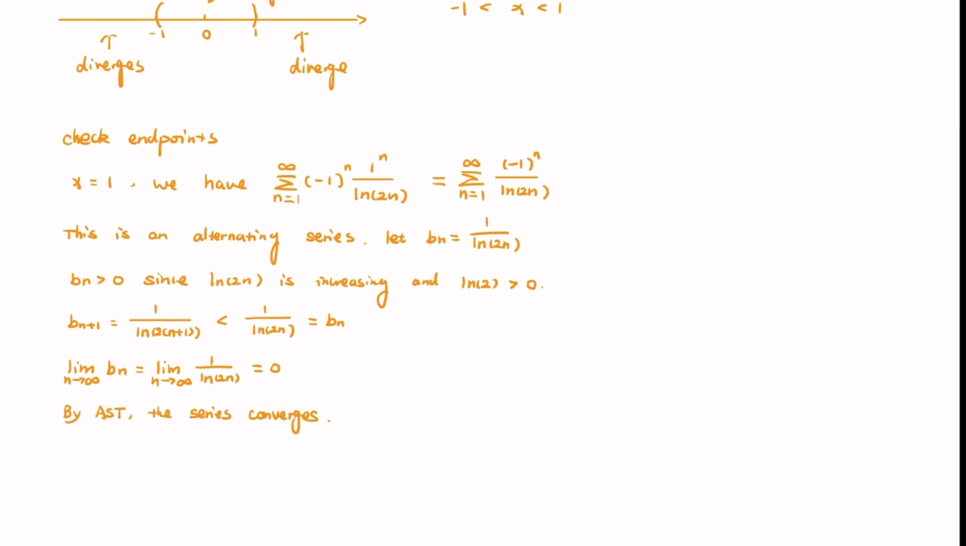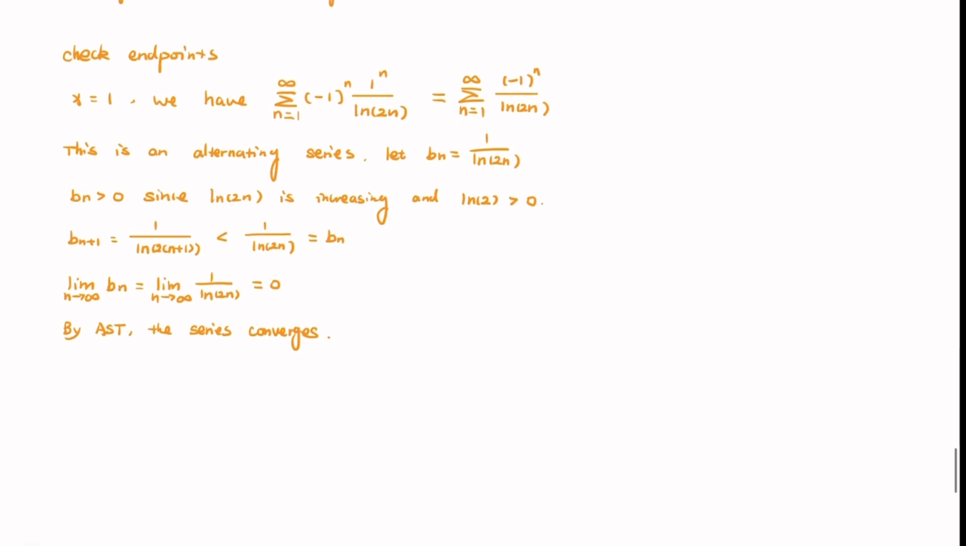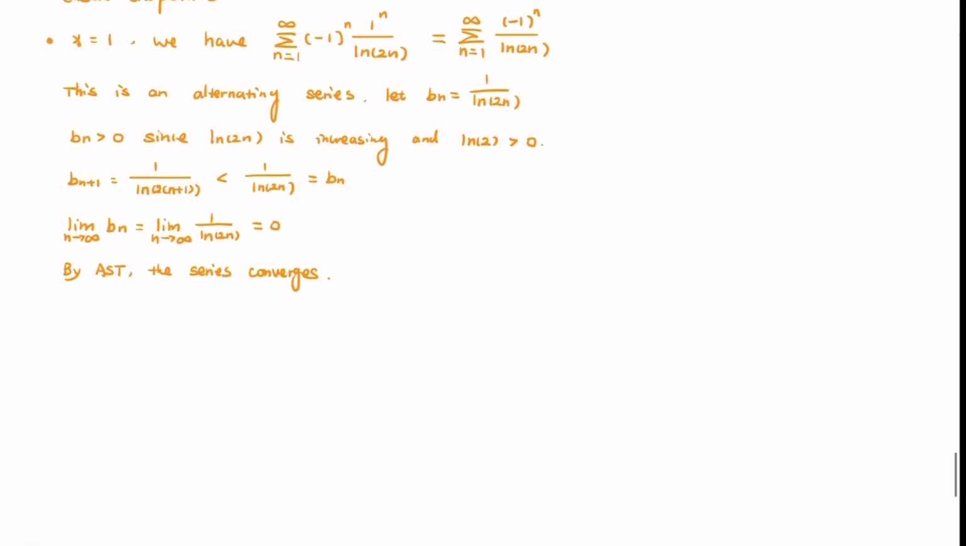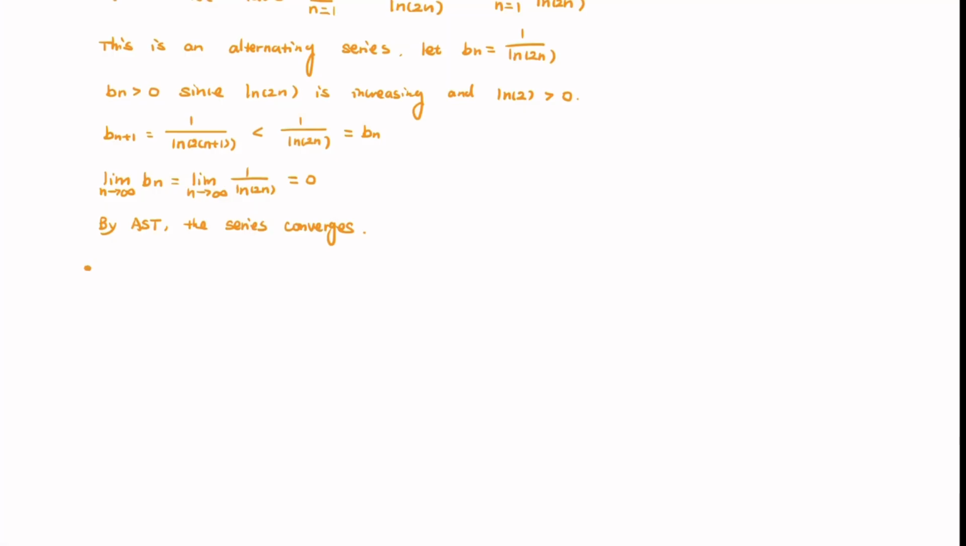That means when I write my interval, I need to include the point x equals 1. So that's the first endpoint. Let's check the second endpoint, which is negative 1. So again, do the same thing.